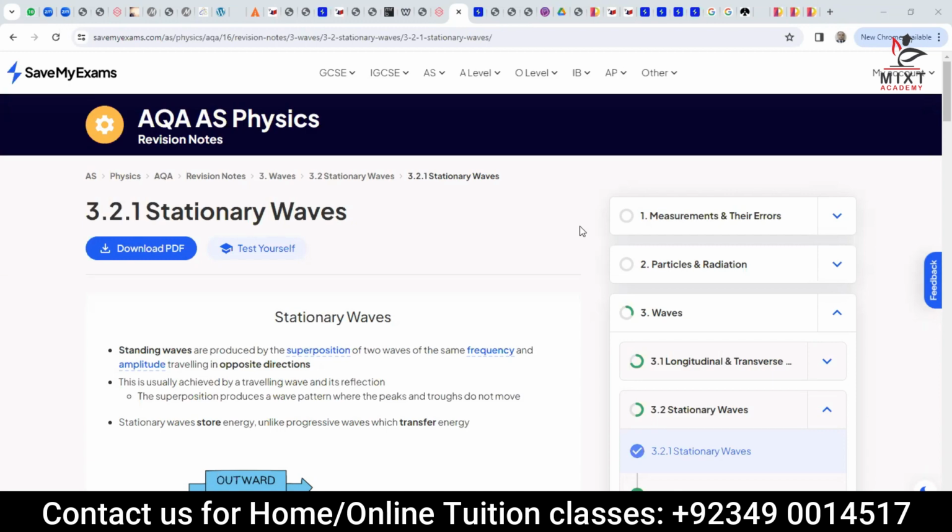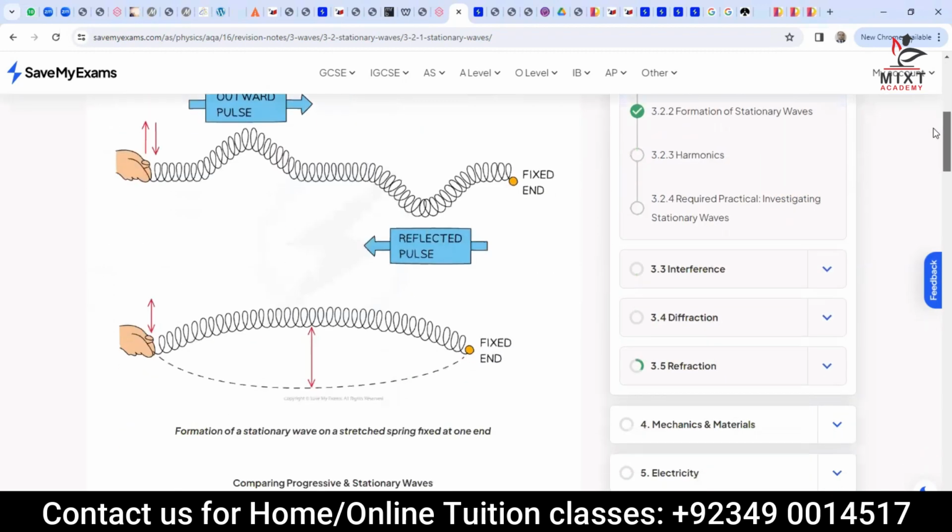Stationary waves don't transfer energy, and they have nodes and antinodes. You're actually telling the difference between standing waves and stationary waves and the other progressive wave. A stationary wave is formed by the superposition of two waves having the same frequency and amplitude but opposite in direction. When you do that, it's a sort of a loop which is formed like that.